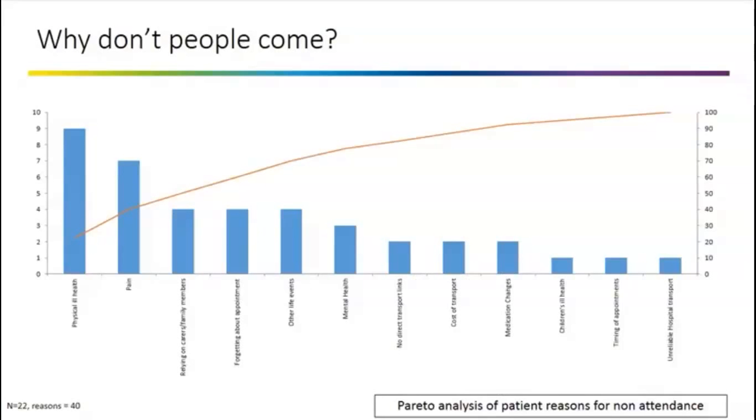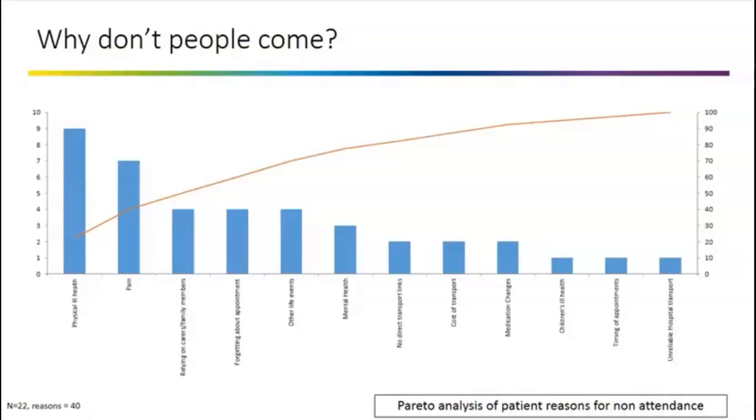So this service asked people that hadn't attended for information about that, so that they were able to rank the most common reasons for non-attendance. You might not be able to read it in great detail, but the first three bars in that chart are: the first one is physical health, the second one is pain, and the third one is relying on carers or family members. Now this was in a pain management service, so the reasons why people were not coming was because they were in pain or because they had issues with their physical health.